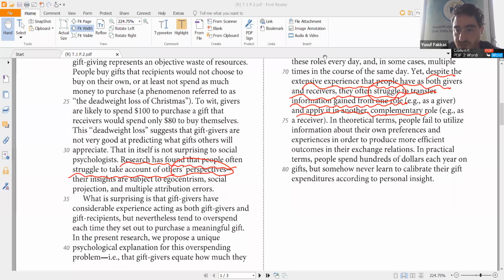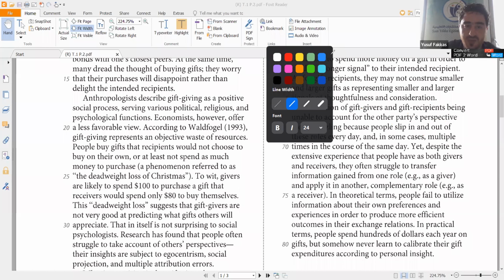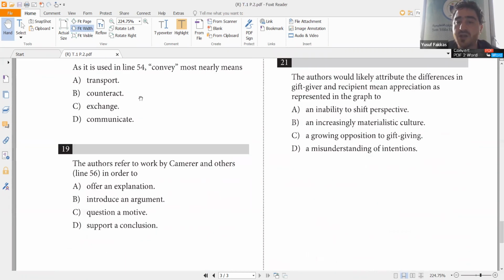And it's mentioned here at the beginning of the paragraph, the notion of the gift givers and gift recipients being inability to account for the other party's perspective. So it's because of the inability to shift that perspective. So as you can see, there are multiple places in the passage where we can support our answer for 21. And now it's definitely A. It's because of the inability to shift perspective.